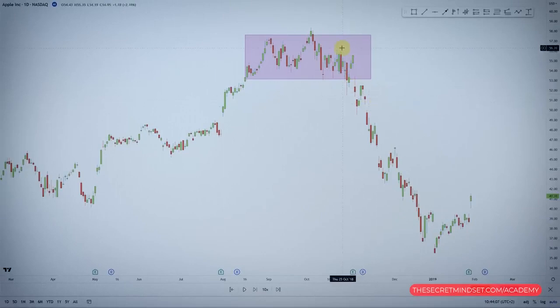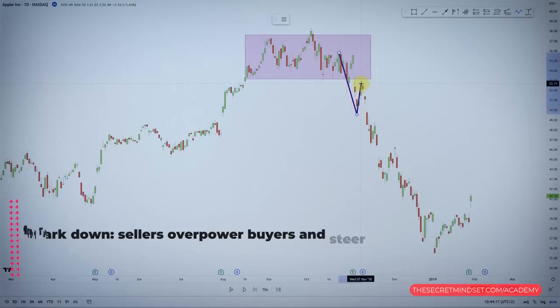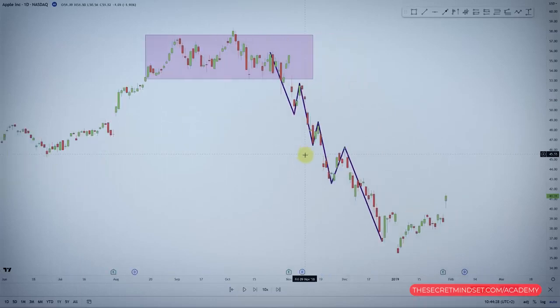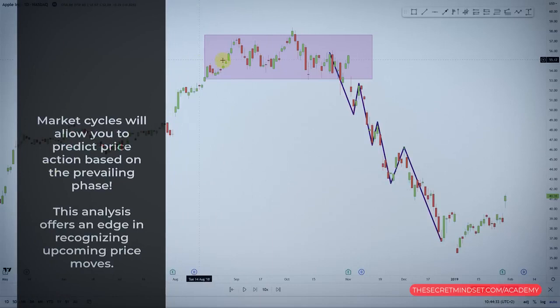The markdown phase is the last stage and occurs as sellers overpower buyers and steer prices below the lower level of the distribution phase. The cycle appears as a strong downtrend after it breaks the lower level of the flat range. Knowing these cycles is an important part in your technical analysis process. This will allow you to predict price action based on the prevailing phase. This analysis offers an edge in recognizing upcoming price moves.